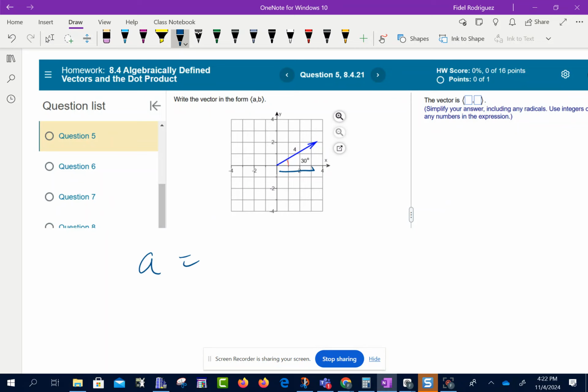The way we're going to do that is we're going to take the magnitude of the vector, which is 4, times the cosine of the angle that's been given to us. Cosine of 30 degrees, right?